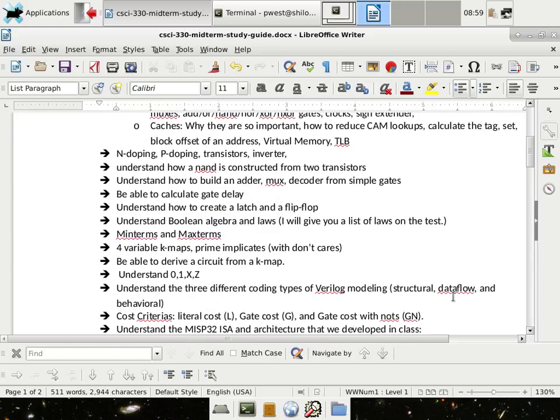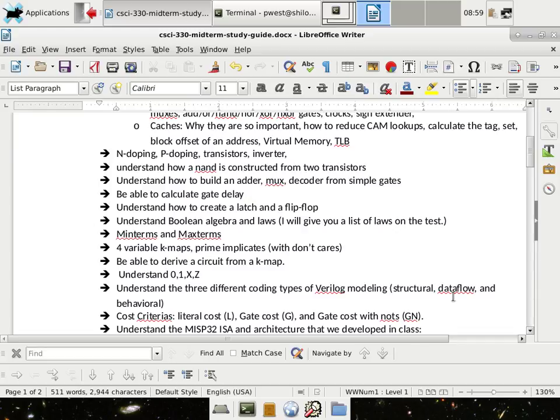4 variable K-maps. This is probably the one you really need to look into. Remember how to do K-maps. I'm only going to ask you a 4 variable K-map, not 5, not 3, 4. Also keep in mind, don't cares. Be able to derive the circuit from a K-map.